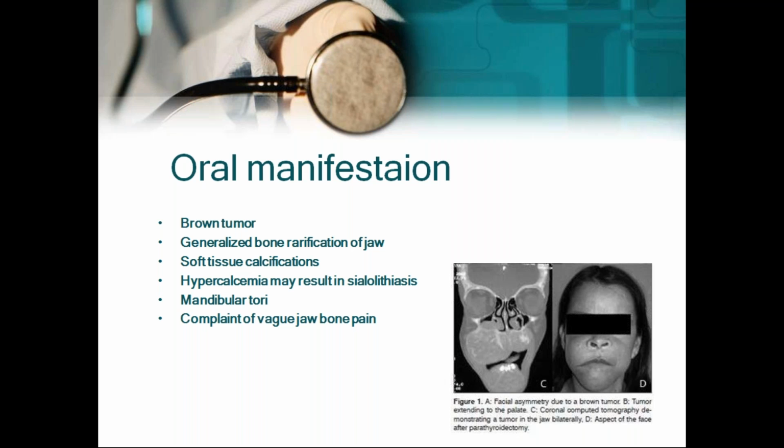And there is something called brown tumor. Brown tumor is nothing but, as the bone weakens, there will be formation of a cystic swelling. As the bone weakens, there will be formation of a cystic swelling at the mandible, and such a tumor is a brown tumor.